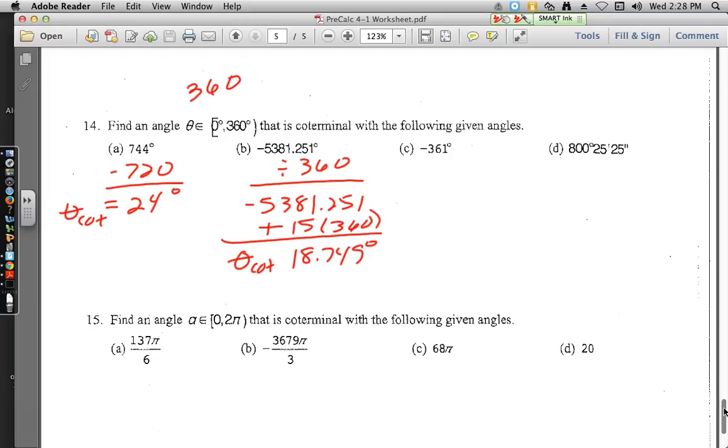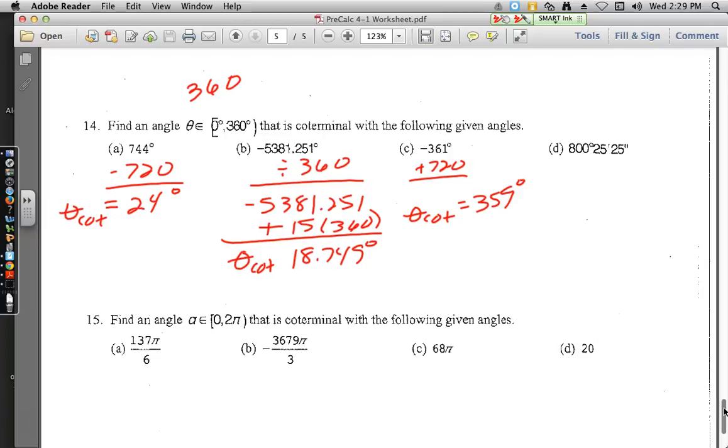C, that's kind of a nice one, except, if we add 360, it's not quite enough. So we're going to have to add 720 to that one. And that gives me theta coterminal of 359 degrees.